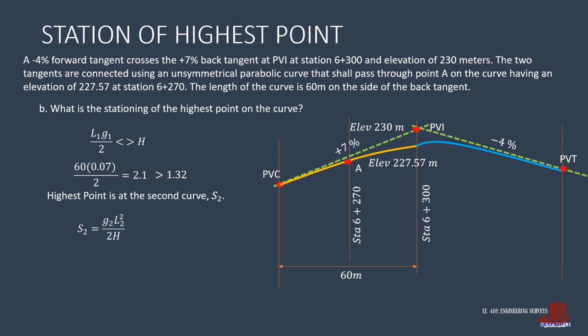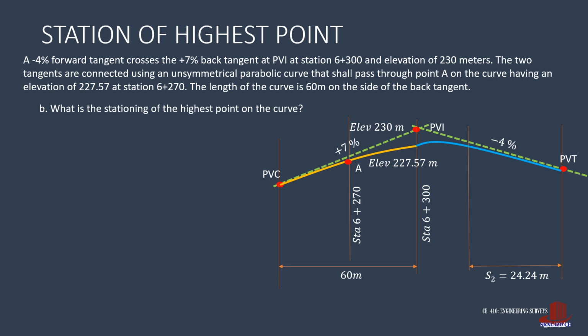S2 is equal to G2 with the square of L2 upon 2H. From the figures, S2 is then 0.04 times the square of 40 all over twice of 1.32, giving S2 as 24.24 meters. 24.24 is the distance from the highest point to PVT. And since what we know is the elevation of PVI, take the length from that station. The distance is then L2 minus S2, which is 40 less 24.24, giving 15.76 meters.